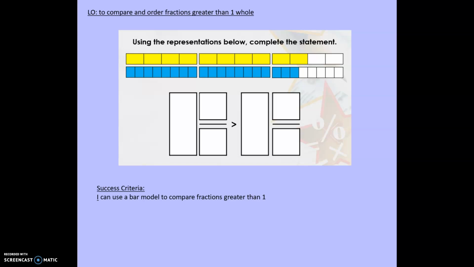Let's have a look at this. Using the representations below, complete the statement. Now this time we're going to look at them in mixed numbers instead of improper fractions. First, let's see if we can put them into an improper fraction. So my first sets of bars are split into 4, and I have 1, 2, 3, 4, 5, 6, 7, 8, 9, 10 pieces. I've got 2 whole bars coloured in, and I have 2 quarters left over.